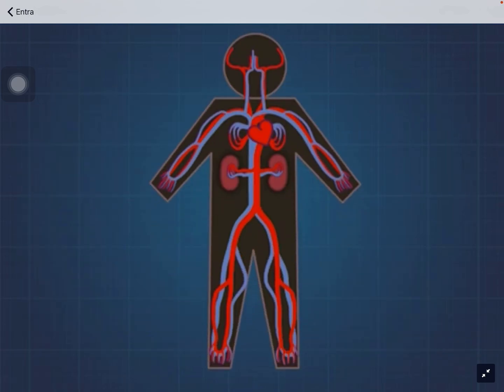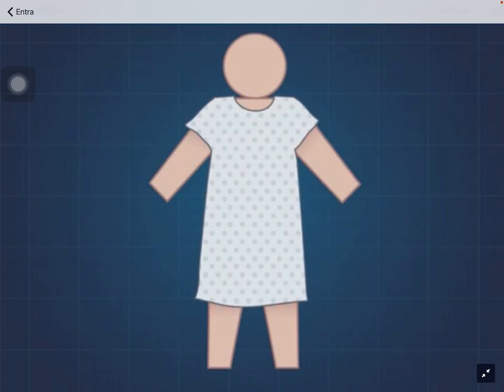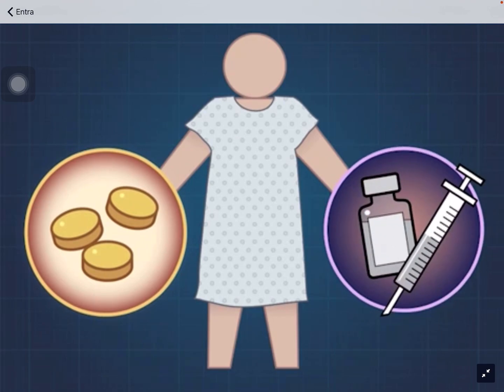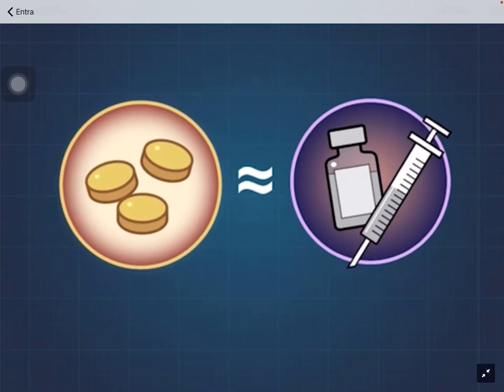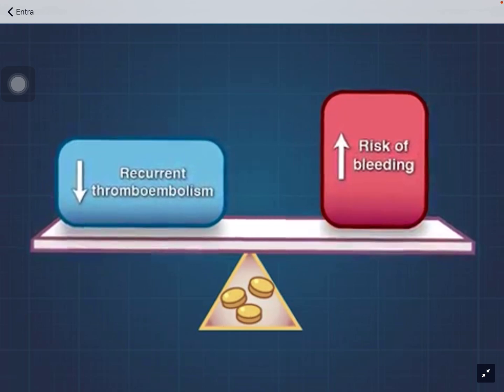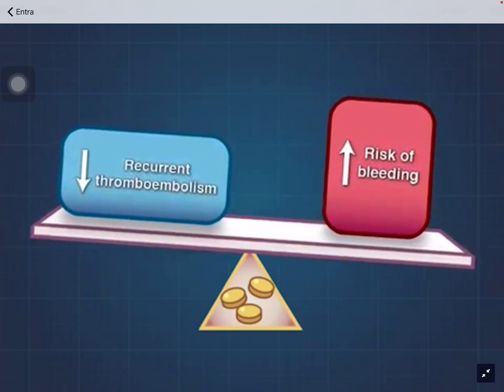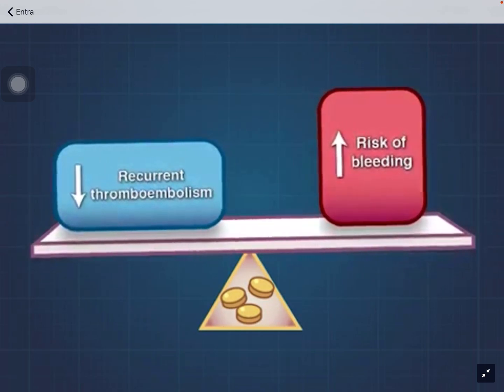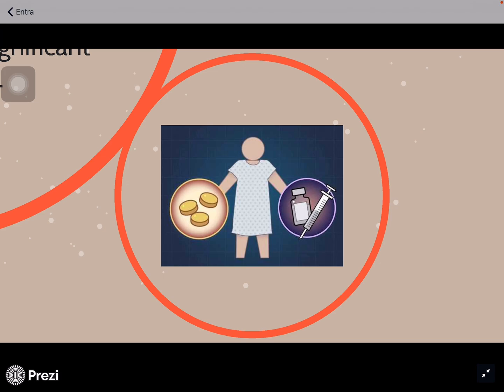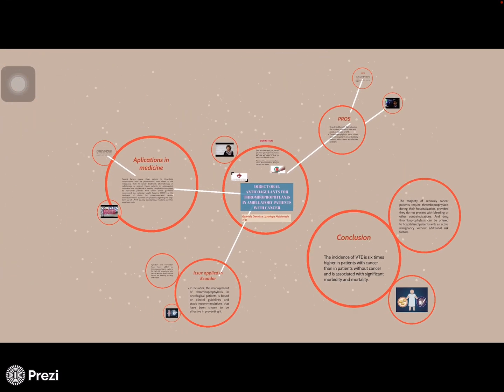The authors conclude that in patients with cancer and venous thromboembolism, oral edoxaban was non-inferior to subcutaneous dalteparin for preventing the composite outcome of recurrent venous thromboembolism or major bleeding. Edoxaban's lower rate of recurrent thromboembolism was offset by an increased risk of major bleeding. Full trial results are available at nejm.org.